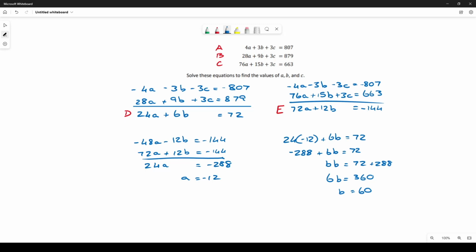Now that you have a and b, you sub it into a line that has a, b and one other letter. Now you want to sub it into either the a, b, or c, like in this a, b, or c. I'm going to do it into the capital A because just the numbers are smaller. So it's the same process.